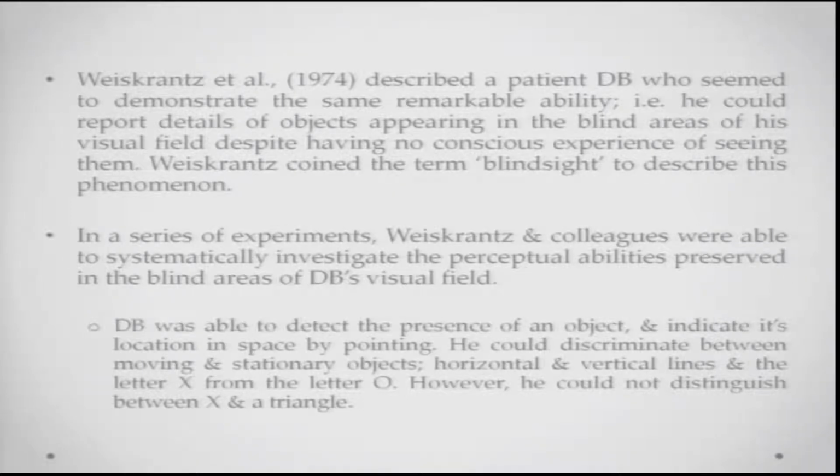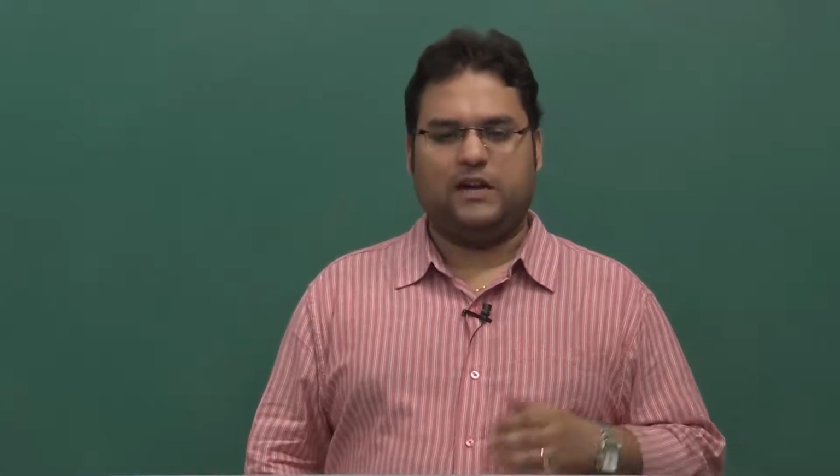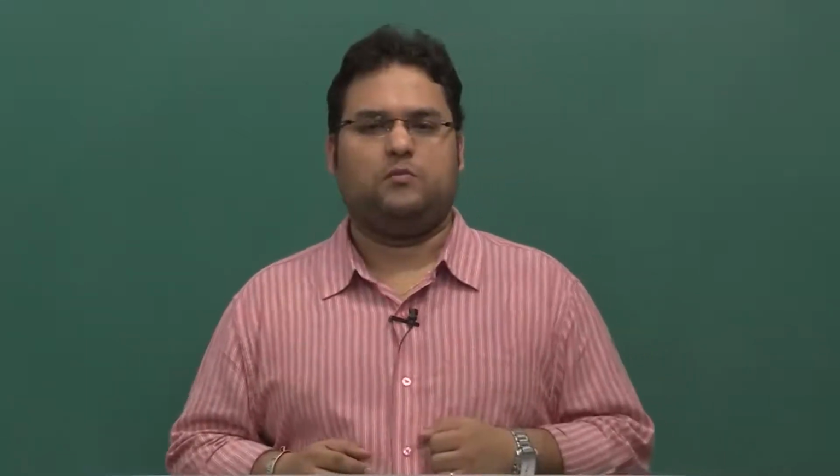Weiskrantz and colleagues did a series of experiments with DB, systematically trying to investigate the perceptual abilities preserved in the blind areas of DB. It was found that DB was able to detect the presence of an object and indicate its location in space by pointing. He could also discriminate between moving and stationary objects, horizontal and vertical lines, and could even distinguish the letter X from O if it was presented in the blind area. Now, this is something completely interesting. So, Weiskrantz named this phenomenon blindsight. Let us talk about blindsight a bit more.